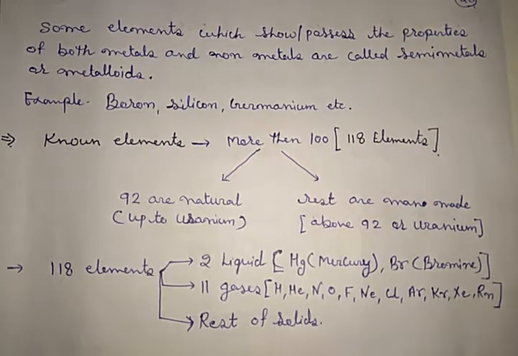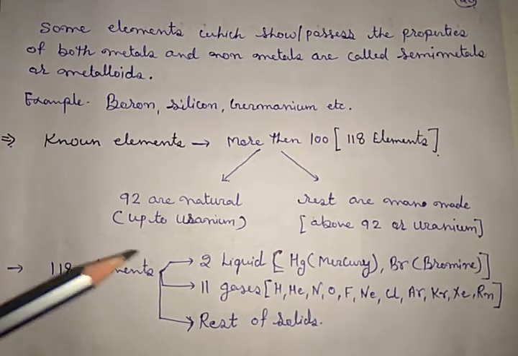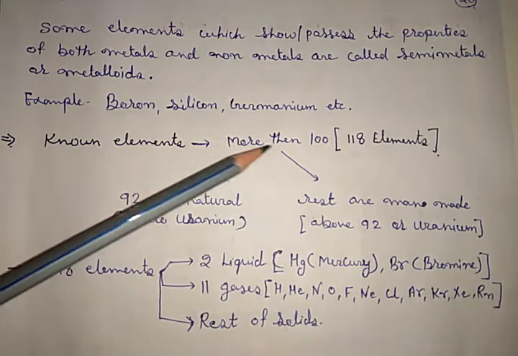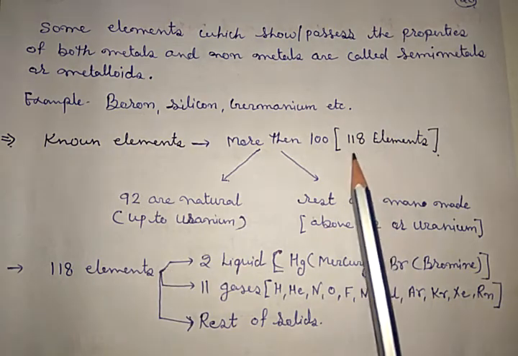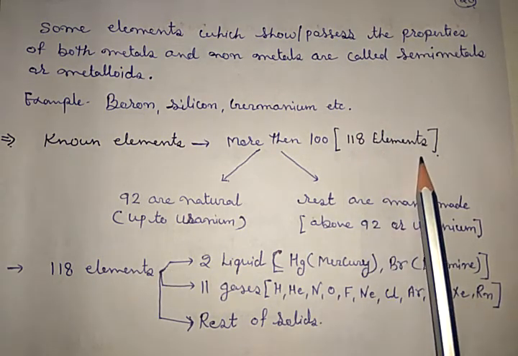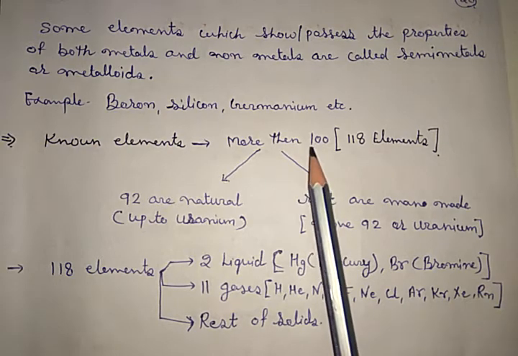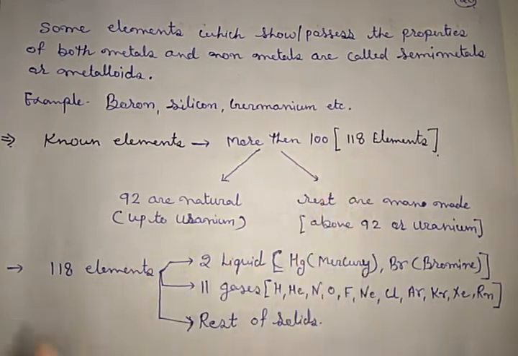Okay. Now let me discuss some facts about the elements. At present, more than 100 elements are known. As per the IUPAC, they recommended 118 elements. I am not using a fixed value here because this value changes as per the IUPAC recommendation. For example, a few years back it was 108, and then 116, and now there are 118 elements.